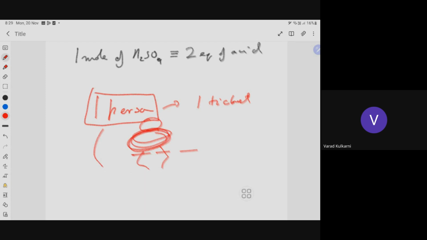So that is the kind of equivalence. If I say person, that is like mole. It is one person. But he's equivalent to how many? In this case, it's two equivalent persons. Is that clear, guys? That is what equivalence means. Yes, sir. Okay.